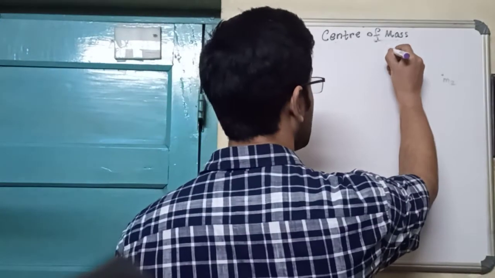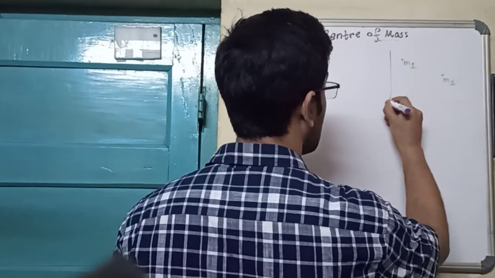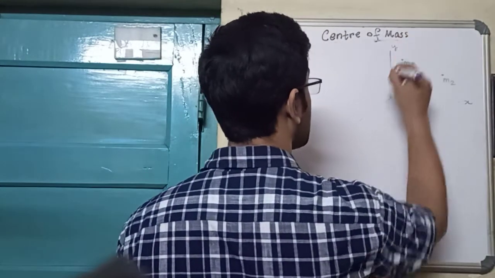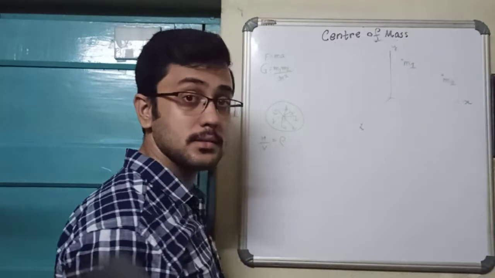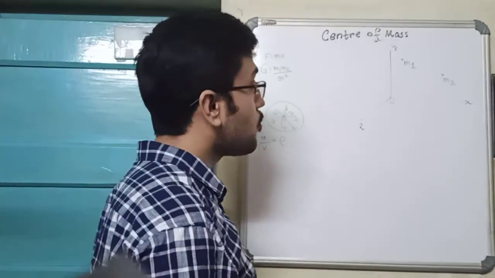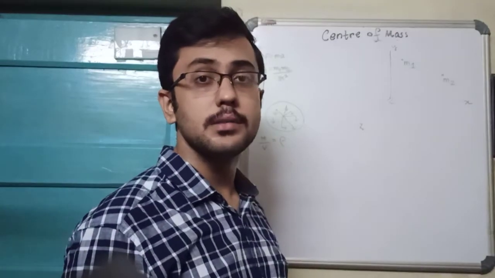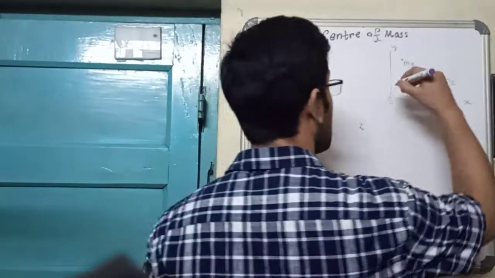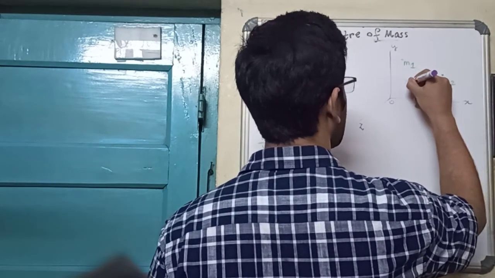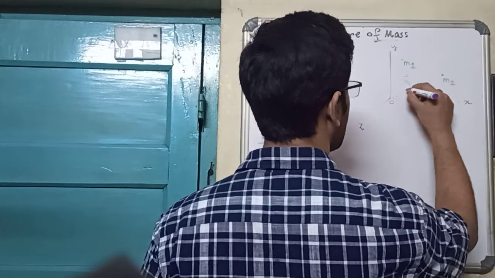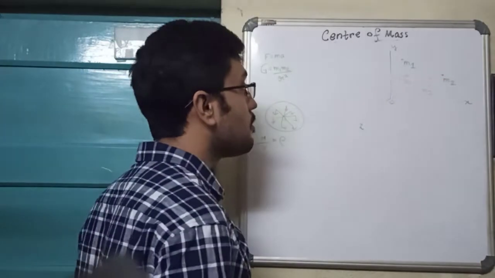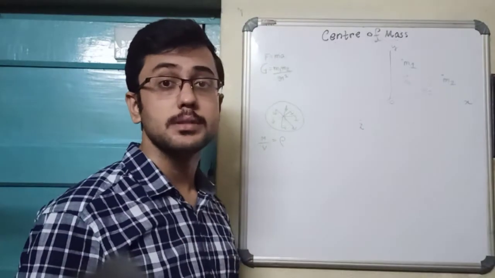So first of all, what I do is I consider a coordinate system. I let this be the x, this one the y, and this one to be the z axis. So obviously this is my origin. Now what is the position vector of the 2 particles with respect to origin? Position vector of m1 with respect to origin, let that be r1, and position vector of m2 with respect to origin, let that be r2. So these are the position vectors of these 2 point masses.